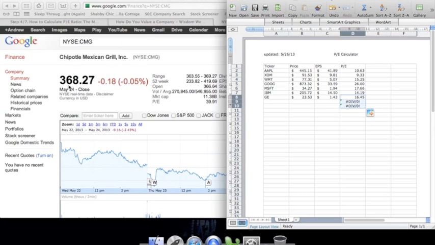And you can see the share price is 368.27. A good way to compare stocks is to put them in an Excel spreadsheet and look at the different PEs. So here we're going to look at Chipotle Mexican Grill. Type in CMG. And then take that share price today, which is Sunday, 368.27. And we're going to divide that by the earnings per share.